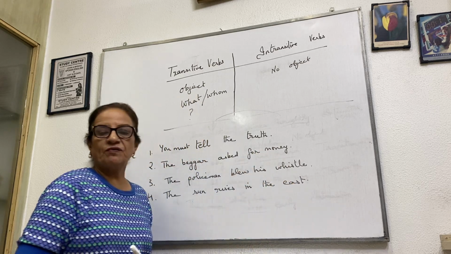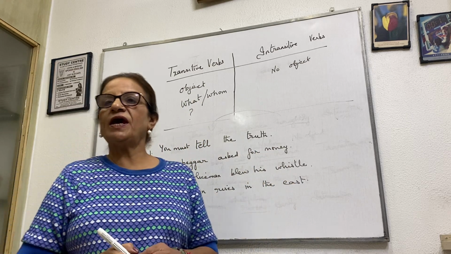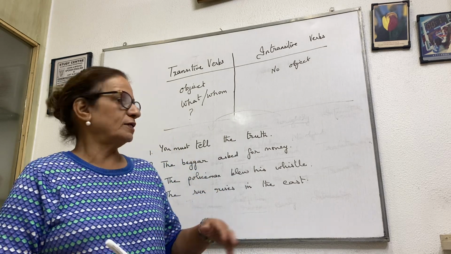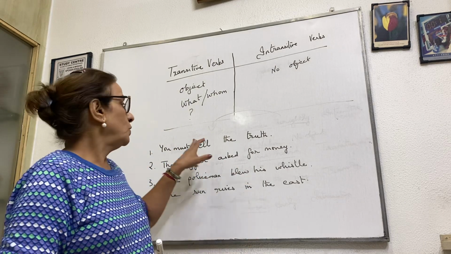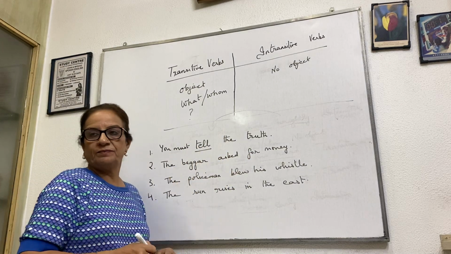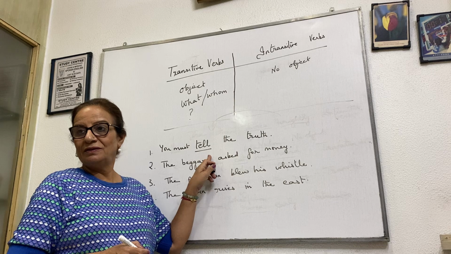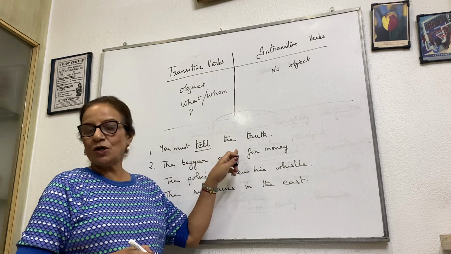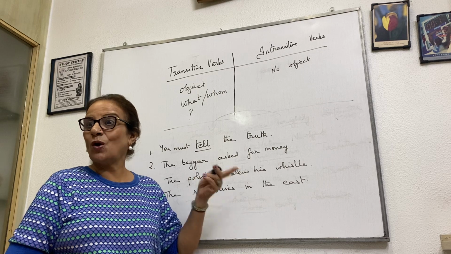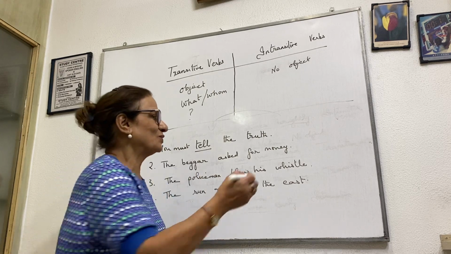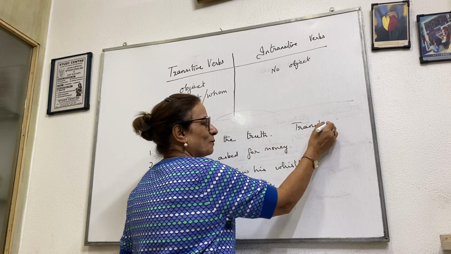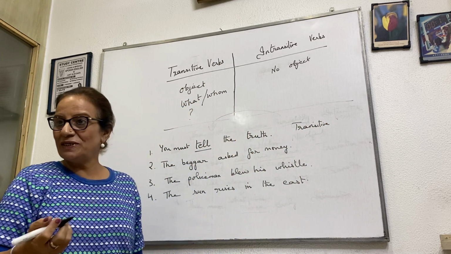Okay. Now I have given you 4 sentences. We have to identify if it's a transitive verb or an intransitive. Let's try the first one. You must tell the truth. So the verb is tell. Now ask the question using what? Tell what? The truth. It's answering the question. So it is a transitive verb. See how easy it became?